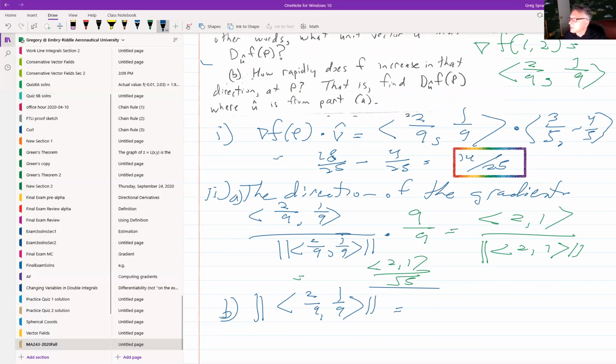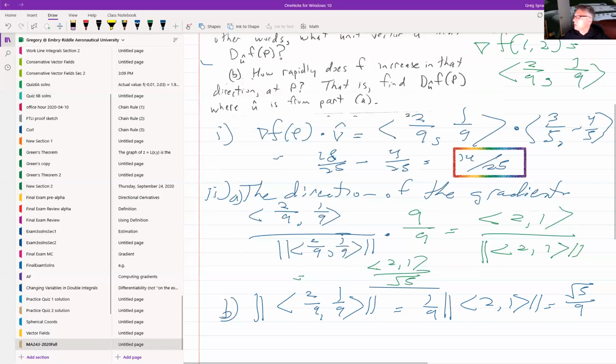So I need to take the length of 2/9, 1/9. I can use the same trick as before. I can factor out a 1/9. I get radical 5 over 9. Okay, so that's a quick way. Now, if you don't remember that property of the gradient, you can just do it the usual way, the slow way.